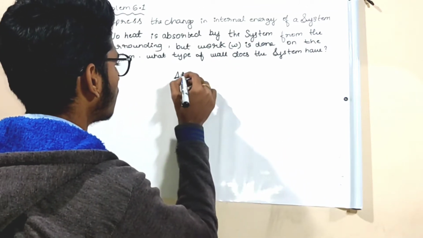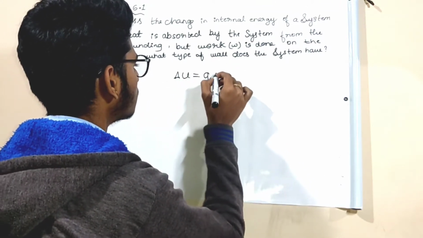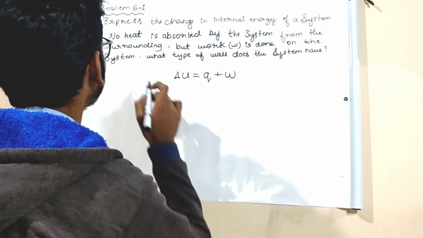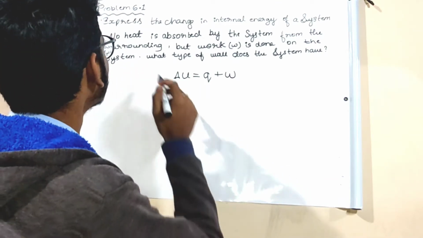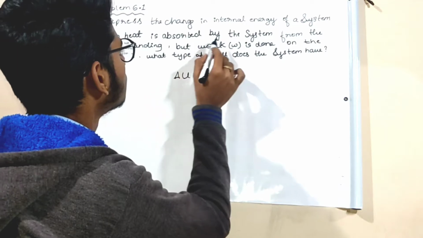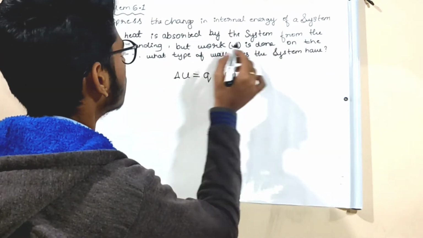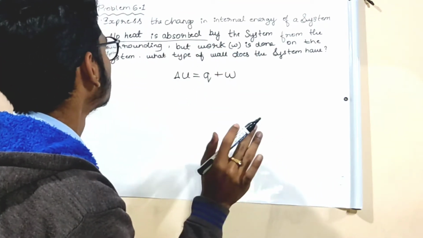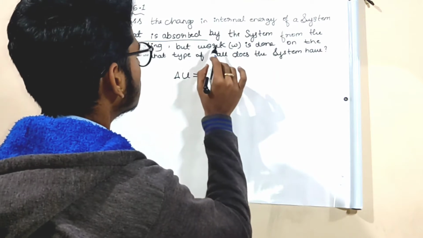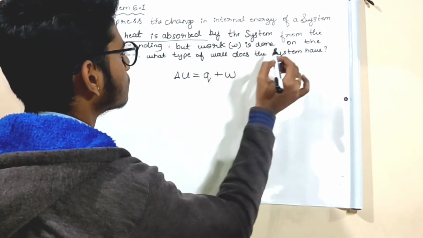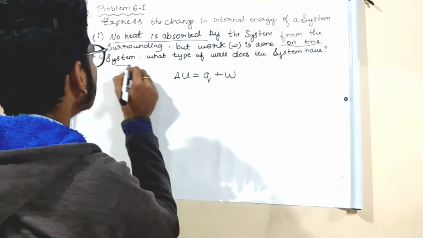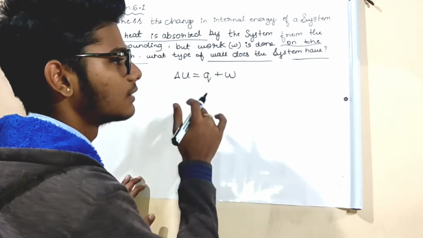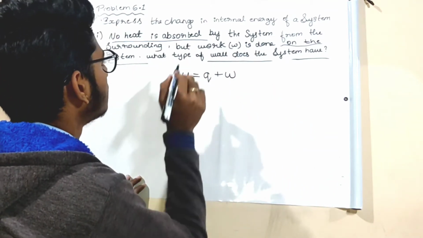We know the formula: delta U equal to Q plus W, where W is work done. Here the first question, 6.1, is: no heat is absorbed by the system from the surrounding, but work is done on the system. Underline 'on the system'. What type of wall does the system have? These are given in the question. No heat is absorbed.